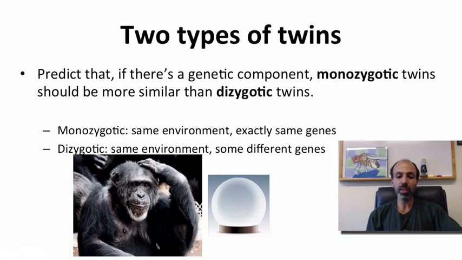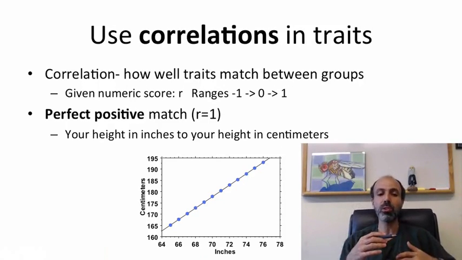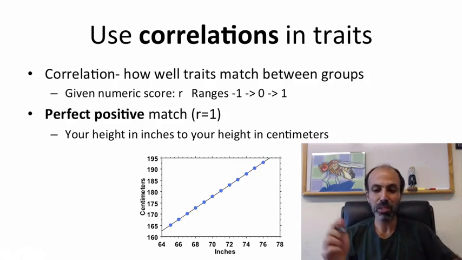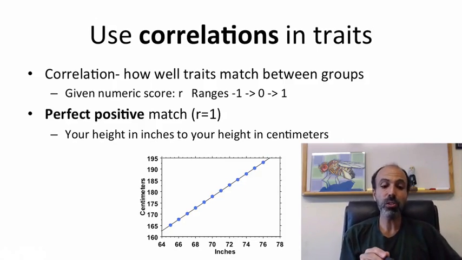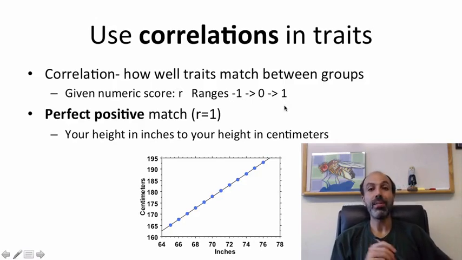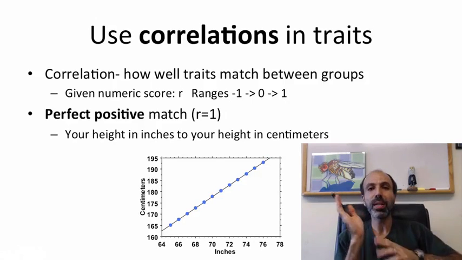So the way we measure how similar or how different you are is using correlations. Using correlations in traits gives you some measure of how well traits match between groups. I know some of you may have had a statistics background, some of you may not. So for those of you who already know some statistics, I apologize for this review. Correlations are given a numeric score, which is often labeled an R. And that R ranges from -1 to 0 to +1. What this does is indicate how closely one predicts the other.